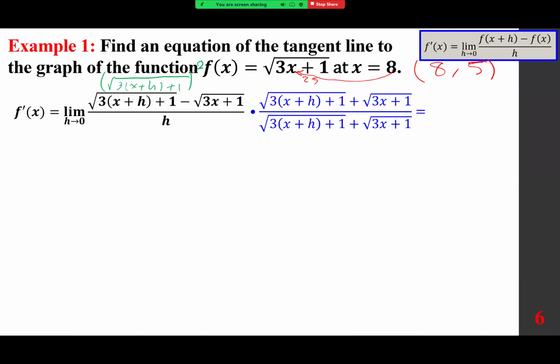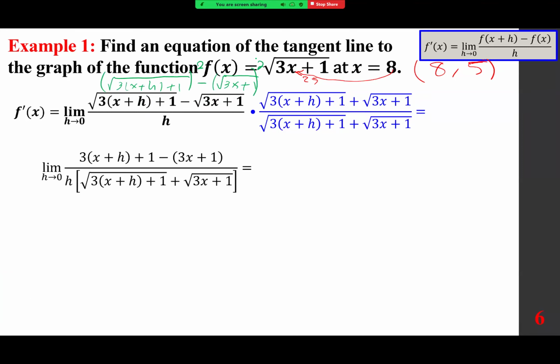The square root of 3 times x plus h plus 1 quantity squared minus the square root of 3x plus 1 quantity squared, and each one comes out. And all you have to do is use your algebraic techniques to finish the job by distributing here. You get 3x plus 3h plus 1 minus 3x minus 1. 3x and minus 3x cancel each other. Positive 1 and negative 1 cancel each other. So the numerator is left with 3h.